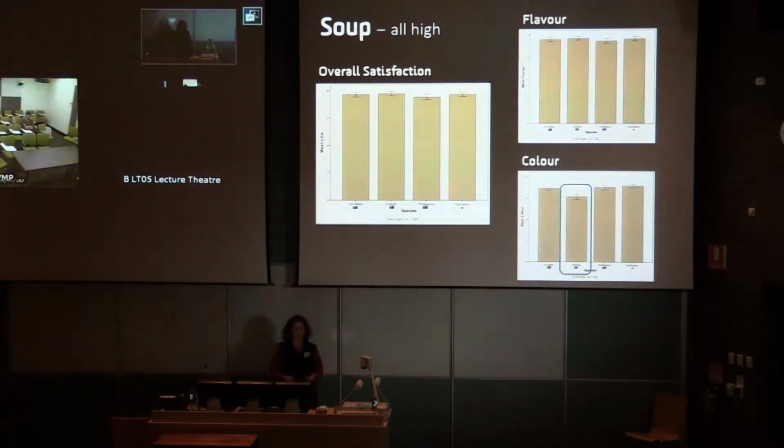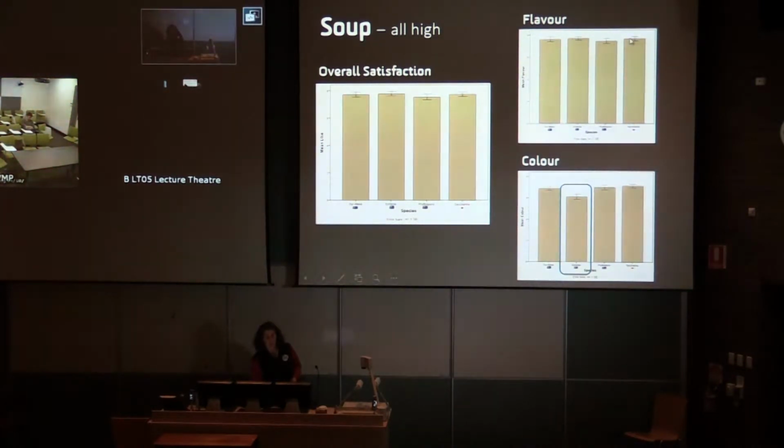We can see this again here. We've got the overall satisfaction, and you can see there again there was no significant difference in the overall satisfaction of the different species. So the 3 Australian species are here and the Japanese species in the red here. They're all scoring quite highly, around a score of 8, which is second from the top on the 9-point scale.